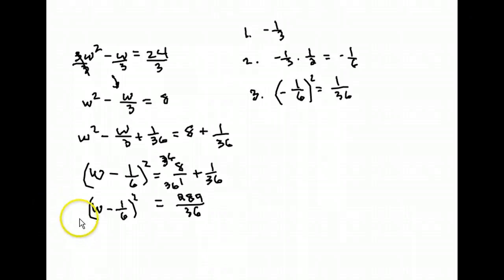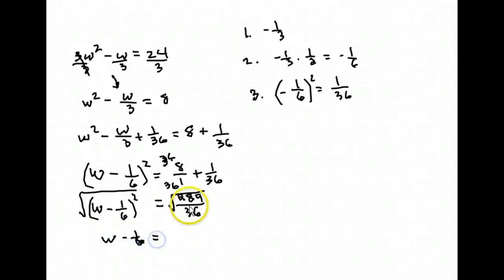And so to solve this, we have to square root both sides. So we end up with w minus 1 over 6 equals the square root of 289, which is 17, plus or minus. And the square root of 36 is 6. So it's plus or minus 17 over 6. So what we got to do now is add 1 over 6 to both sides.